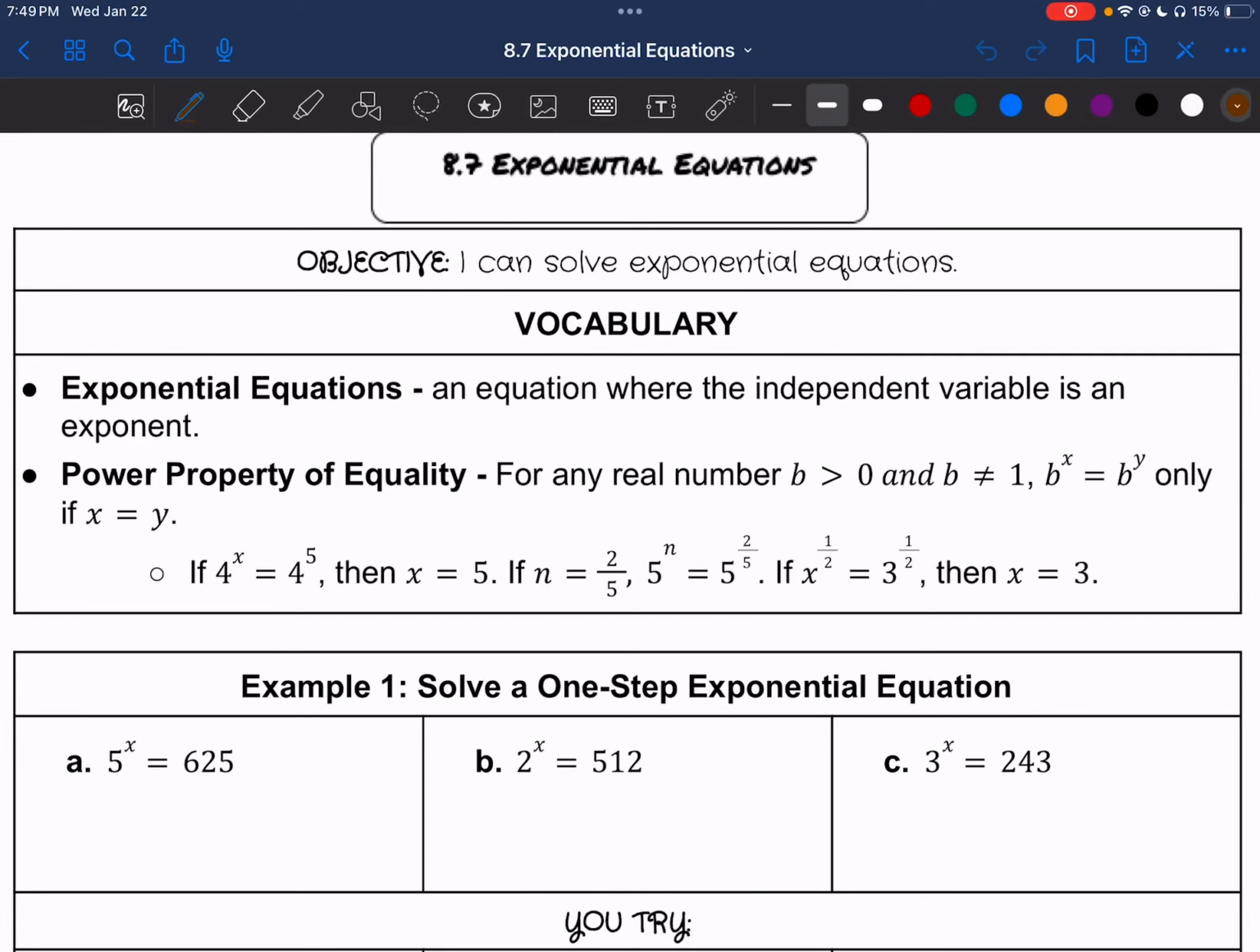Hello, and welcome to Module 8.7, Exponential Equations. Our objective for today is that I can solve exponential equations.